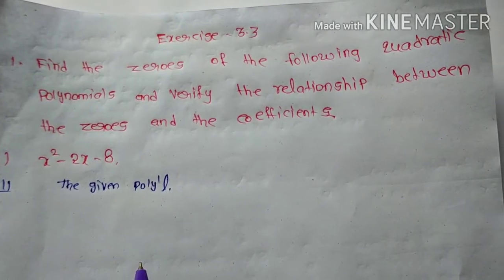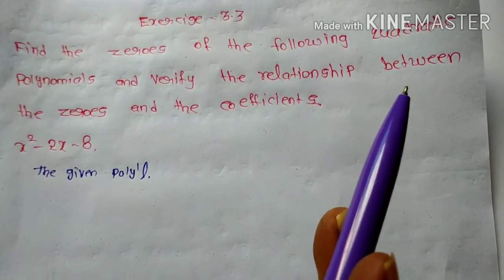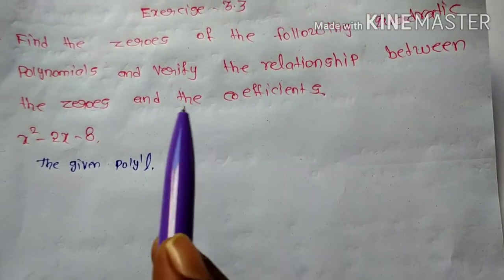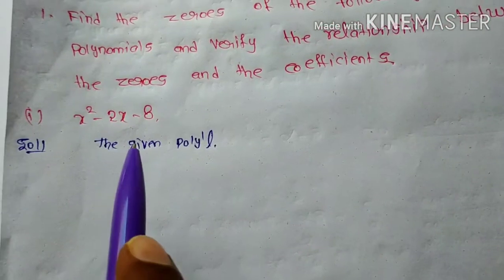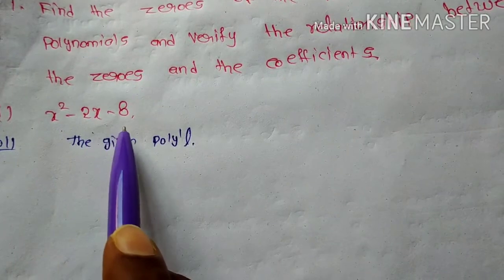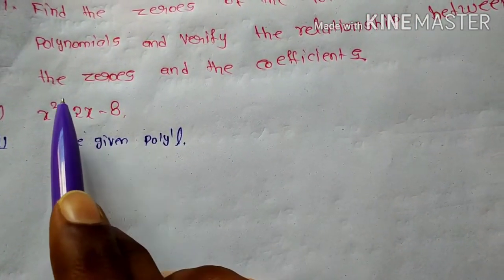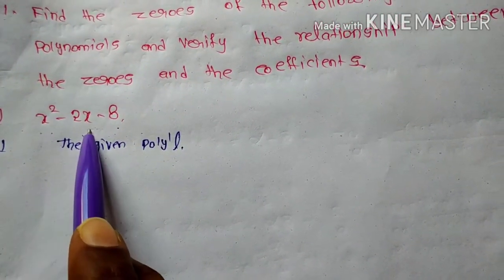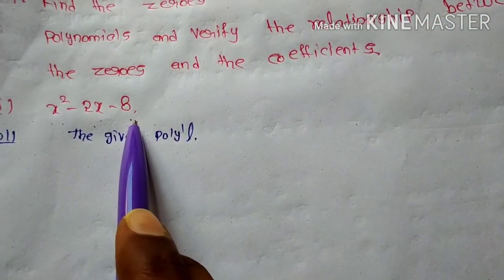Now you can see here exercise 3.3. First question: find the zeros of the following quadratic polynomials and verify the relationship between the zeros and the coefficients. First of all, you can see here the quadratic polynomial x square minus 2x minus 8. We need to find the zeros of the quadratic polynomial. First of all, check whether it is in the form of x square plus bx plus c or not. Yes, so it is a quadratic polynomial. It has at most two zeros.